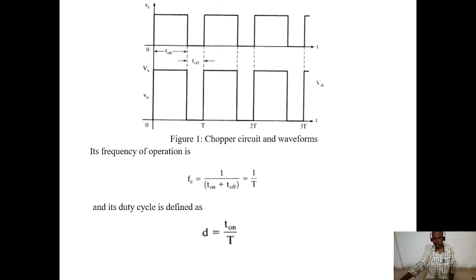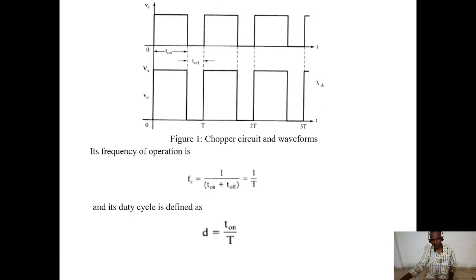In this waveform, from 0 to time period T we have two sequential operations. One is T on, where the chopper is in the on state, and the magnitude is represented here. Similarly, the off period of the chopper is represented up to the time period T. The combination of on period and off period, T on plus T off, is the total time period T.